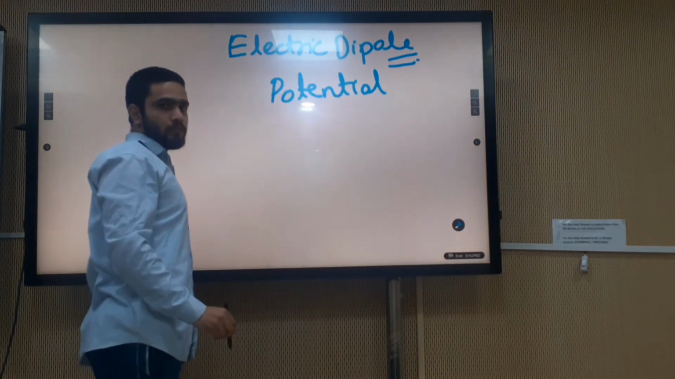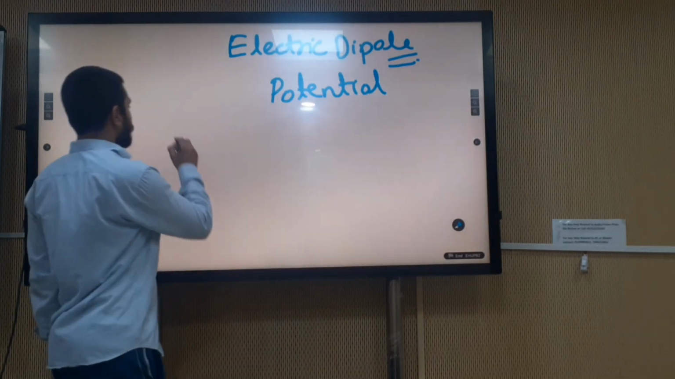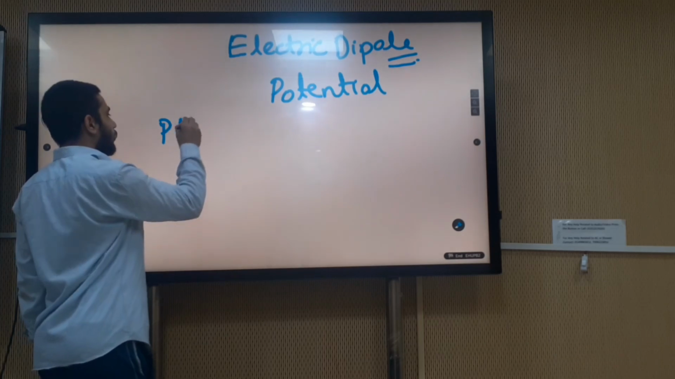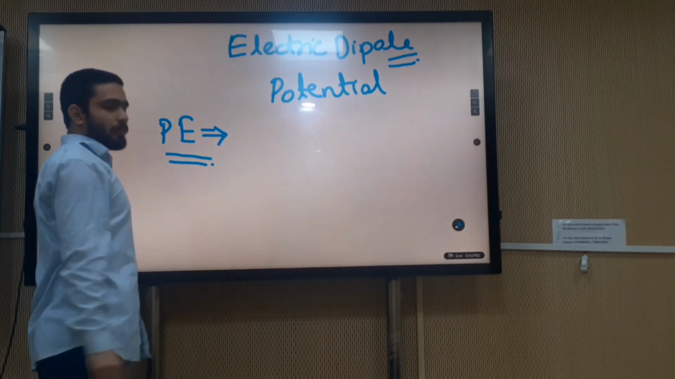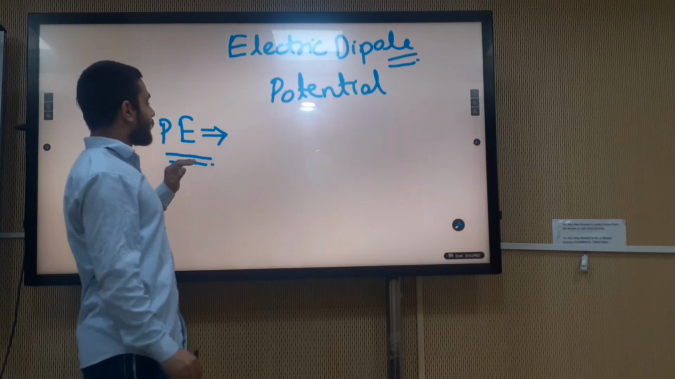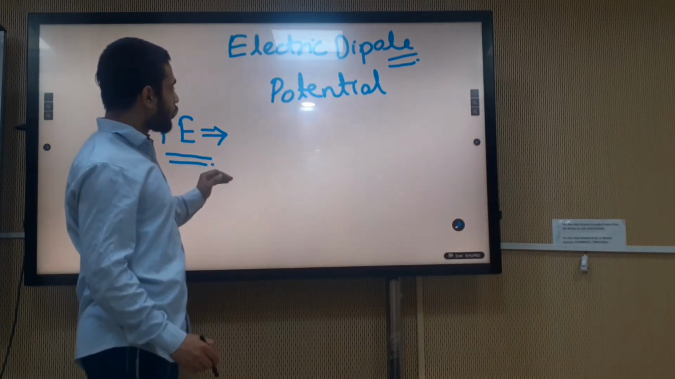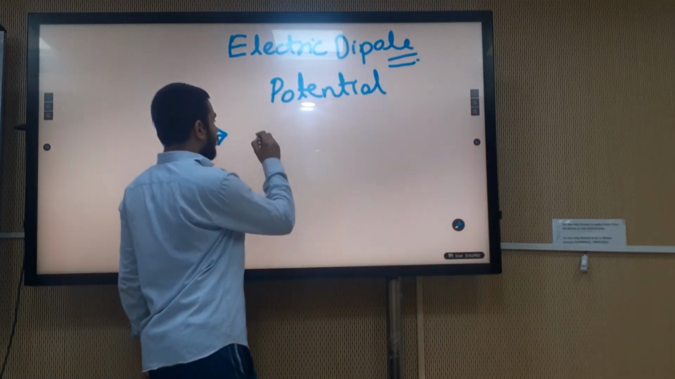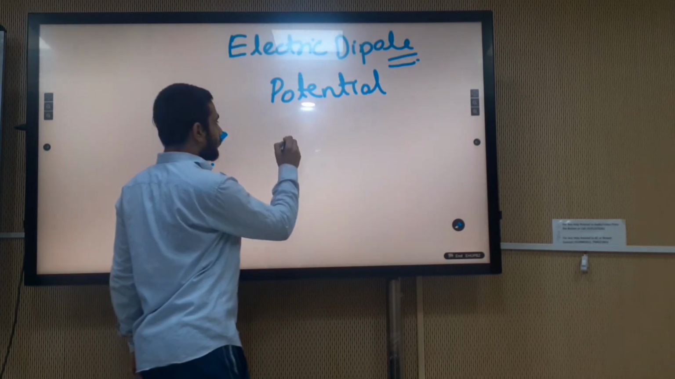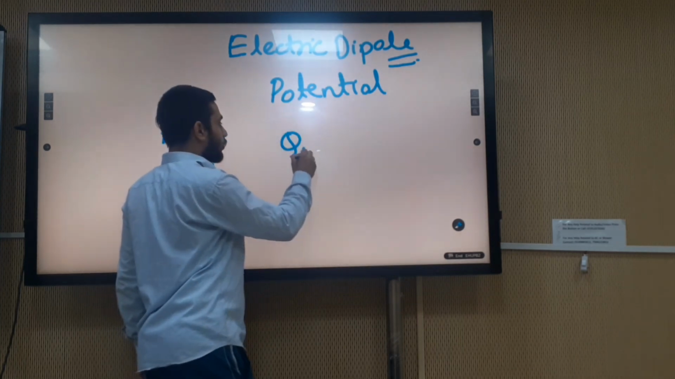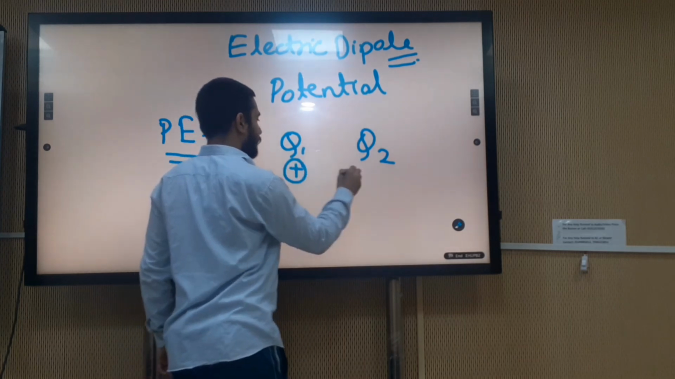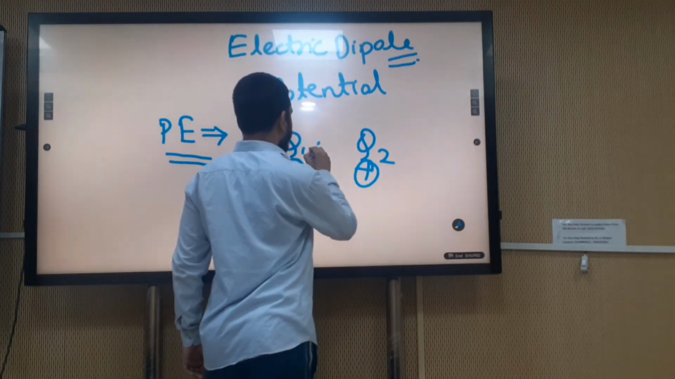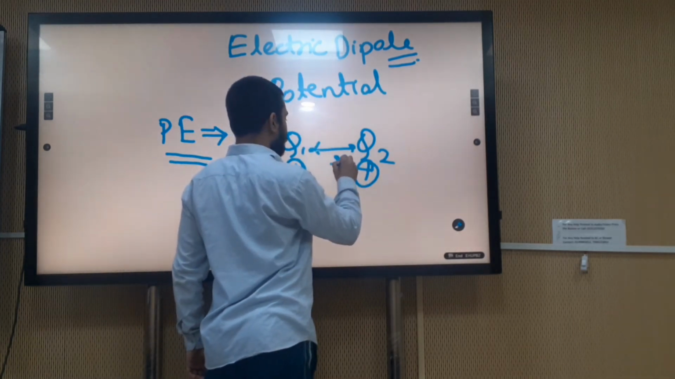So firstly we will see what is the potential energy. The potential energy is nothing else but the mutual energy of two charged particles. Suppose that there are two charged particles Q1 and Q2, both having a positive sign, and the distance between these two particles is r.